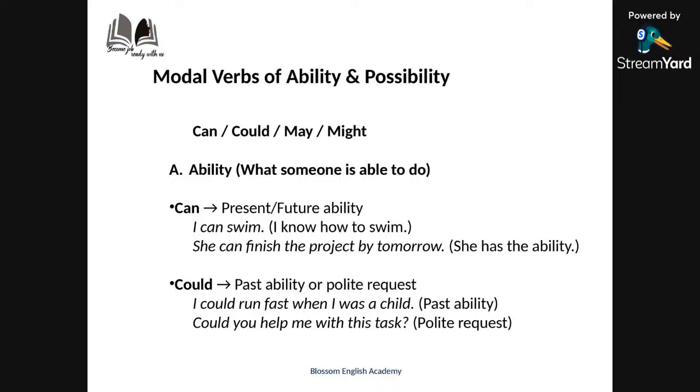And in order to make polite requests, we also use could. Could you help me with this task? Which means you're being very nice to the other person and asking for his help.